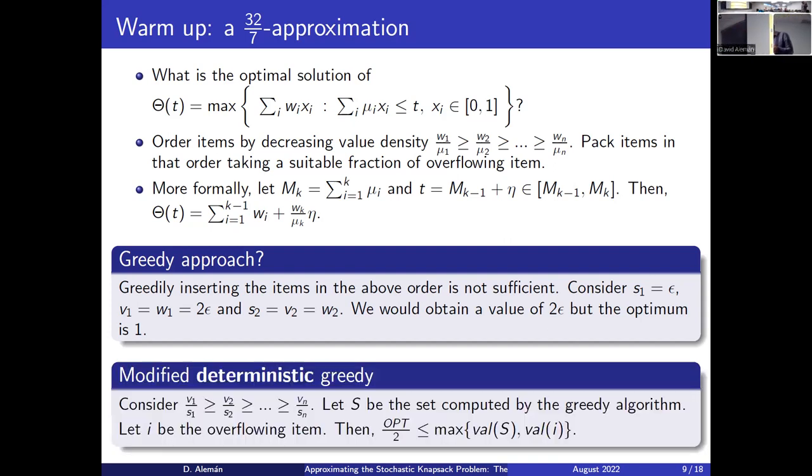However, there's a way to modify that greedy approach slightly in a way that will give us a true approximation. So again, consider the greedy ordering and let S be the set computed by the greedy algorithm, and let I be the overflowing item. Then it's not hard to show that the optimal value for the problem divided by two will be at most the maximum of these two quantities.